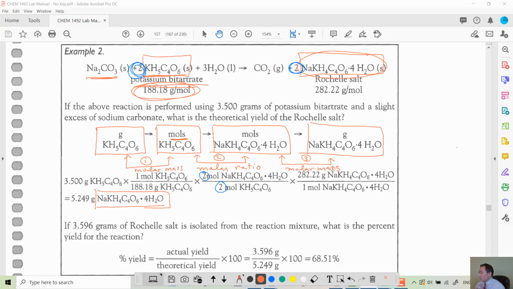Okay. And the molar mass of Rochelle salt, you add all atoms together, which is provided over here, 282.22 grams per mole. So let's carry out this whole calculation. You start with 3.500 grams of potassium bitartrate, the starting material. That's where you start over here.